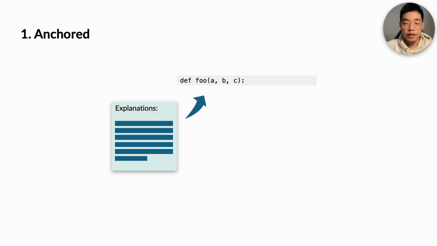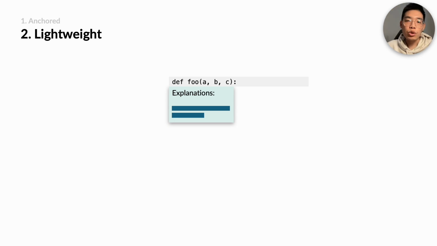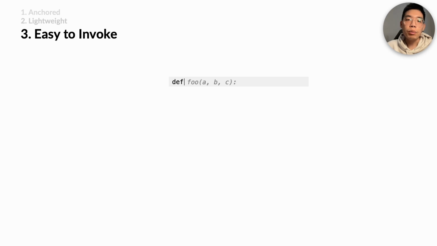The design of Ivie's explanations was highly tuned. We anticipate they would be the most useful if explanations were anchored. That is, they appear in situ next to the code, so as to not divert the programmer's attention. Furthermore, they should be lightweight: brief, straightforward, and quick to read. Explanations should also be easy to invoke, appearing without any effort in the default cases.